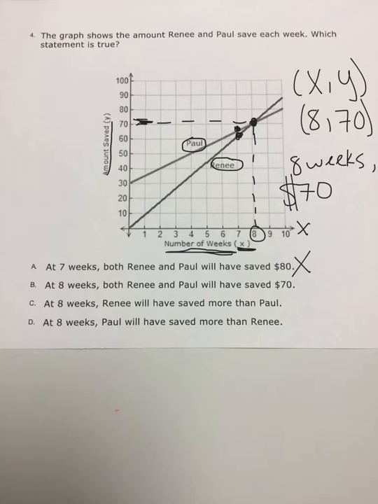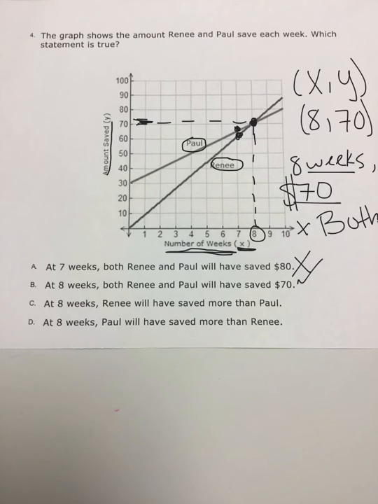At 8 weeks, both Renee and Paul have saved $70. Now, I said 8 weeks was $70. Was it for one of them or both of them? It was for both, because that was the one point where they intersect. They intersected only at this one spot. This is the only spot where they have the same amount of money. So now that one's true, but let's go ahead and read the rest.